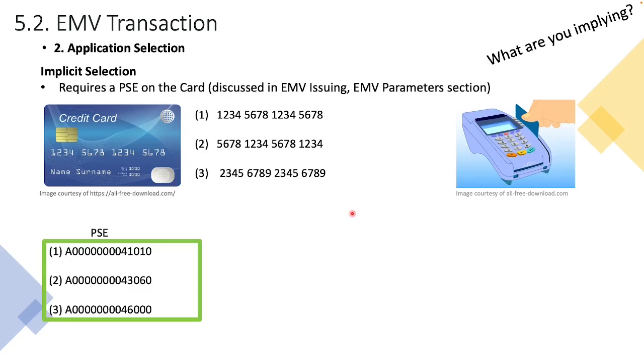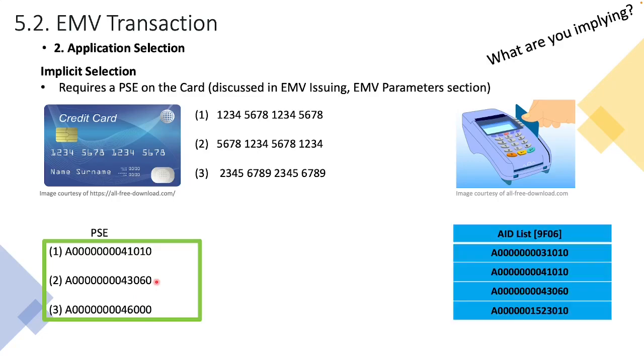So the process is simple. The terminal has a look at the PSE and says, okay, on the PSE I've got 3 entries here. A0000000041010, so this is either MasterCard debit or credit. I've got a 43060, and I've got a 46000, right? I can't think of what it is offhand, but we'll get to that.